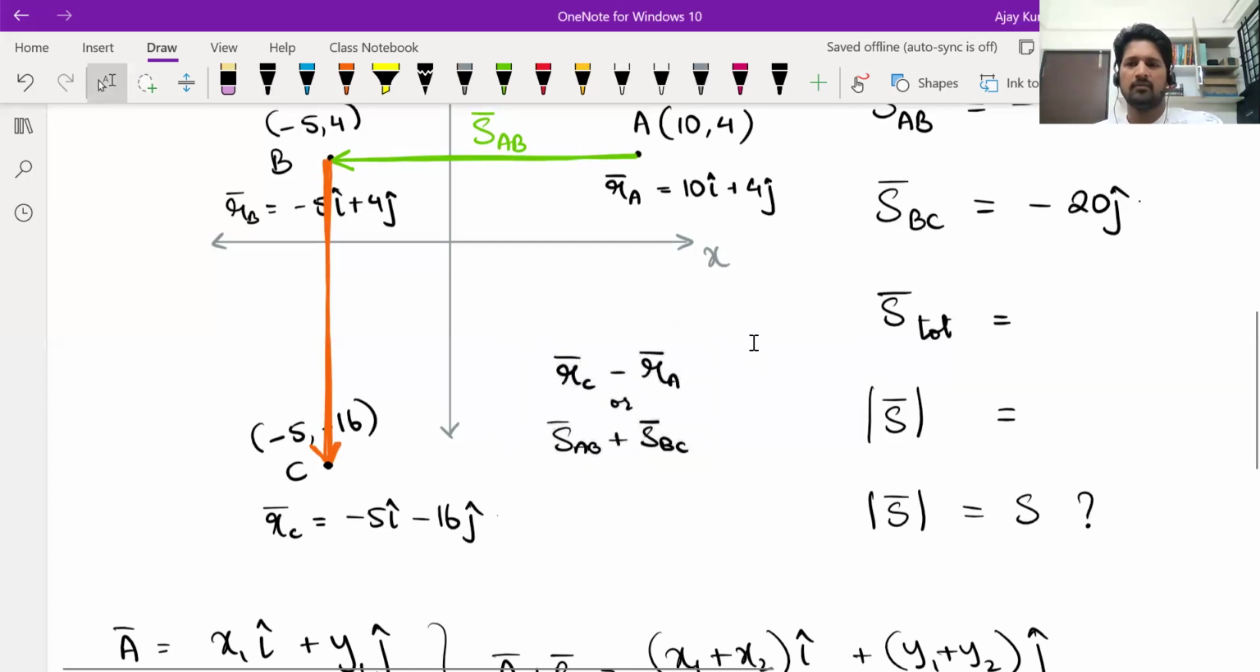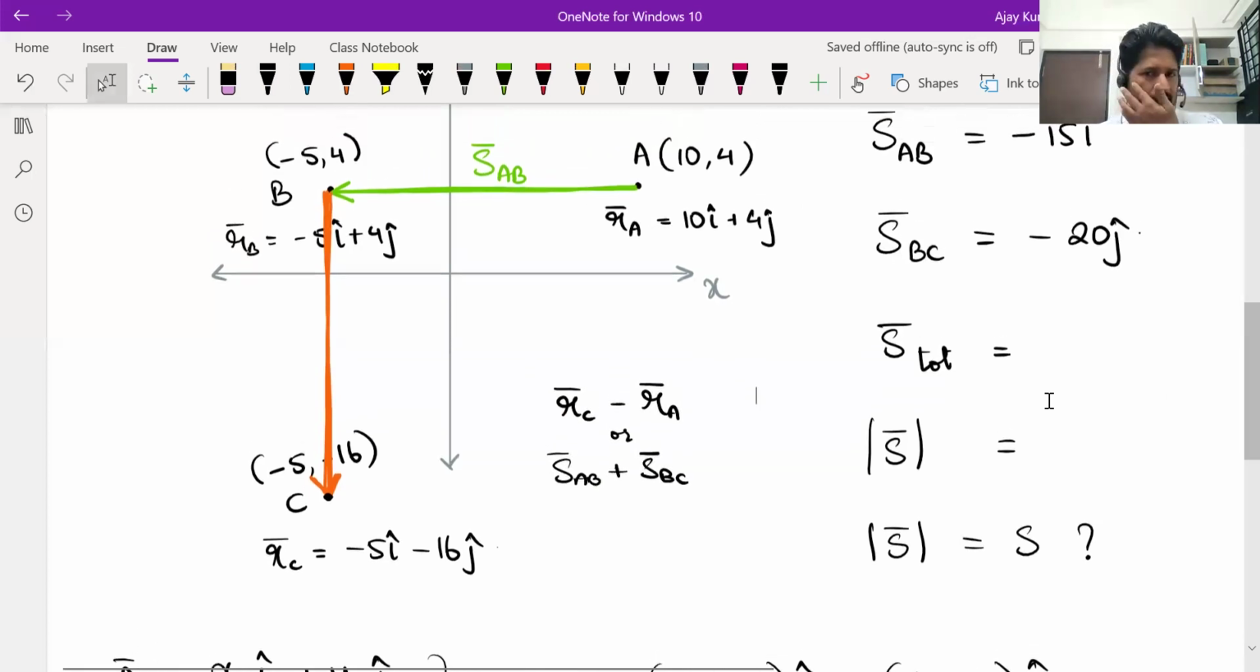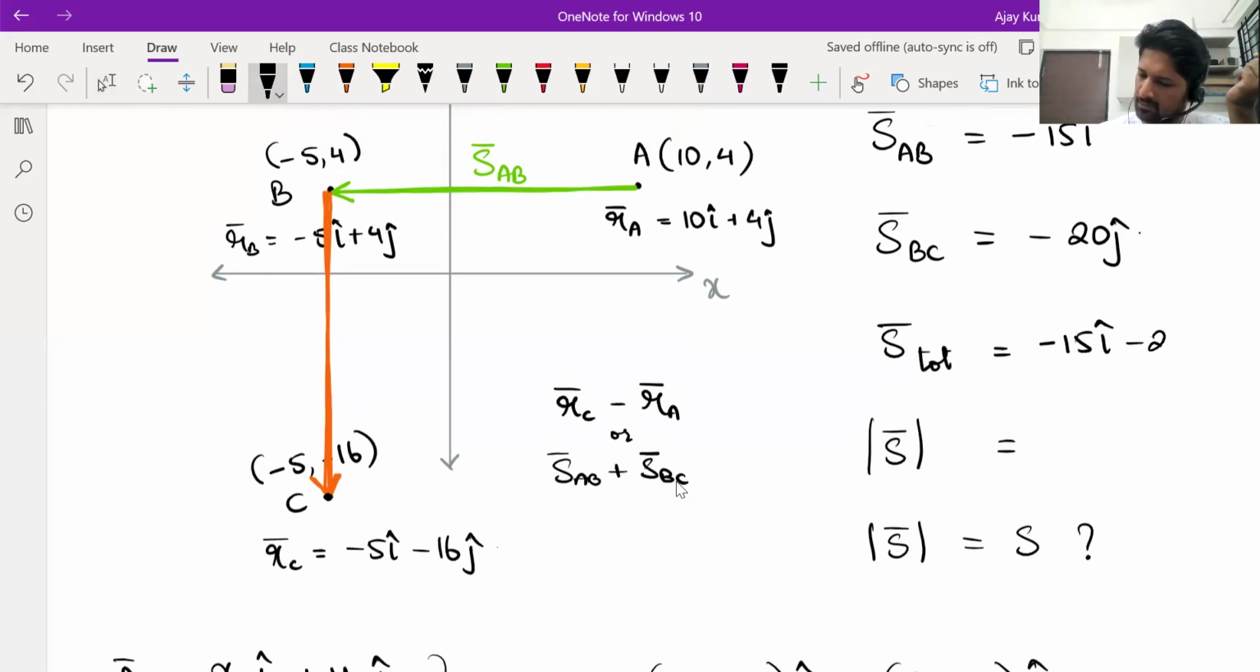Tell me the answer quickly. Minus 15 i cap, minus 20 j cap. That's all. Total displacement is minus 15 i cap minus 20 j cap. In whatever units you can write meters.